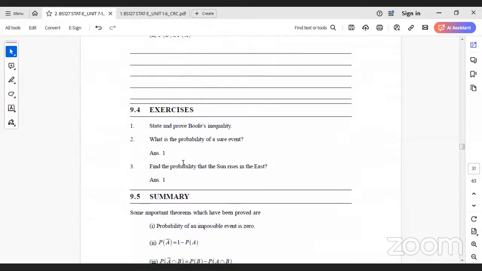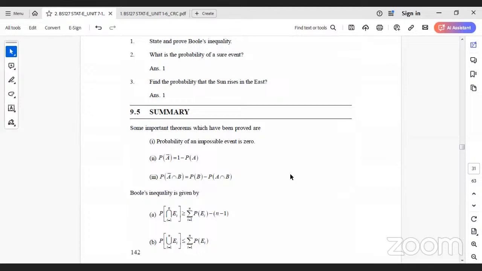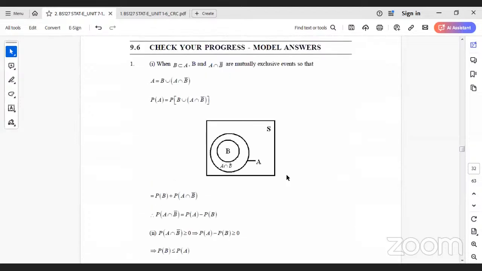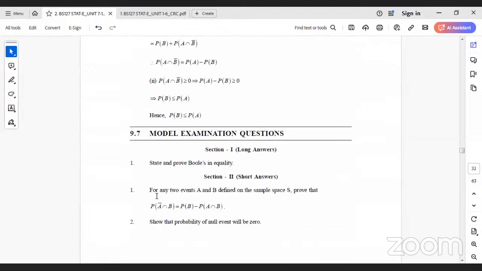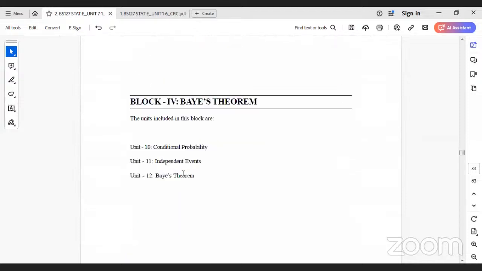So what is Boole's inequality? What is the probability of a sure event? Find the probability of the impossible event. So the probability of the impossible event is 0. We saw this earlier. By Boole's inequality, the probability of the null event is 0. Clear?